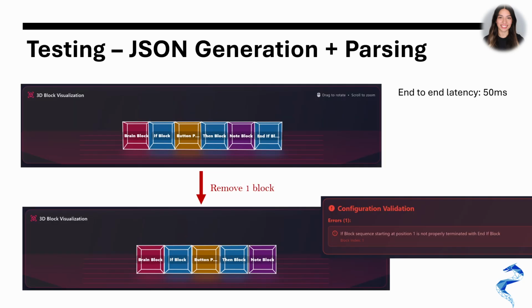Here we're testing our JSON generation, the parsing, the visualization, and also the validation checker. In the first state, we have a valid chain and the visualization renders correctly and gives no errors. Then we remove one block to intentionally break sequence integrity. The app immediately flags the issue with a clear validation error, identifying where the structure fails. This confirms that our parser, rule engine, and UI feedback loop are working together as intended. So this test proves we can detect malformed programs in real time and guide users to corrective action quickly.